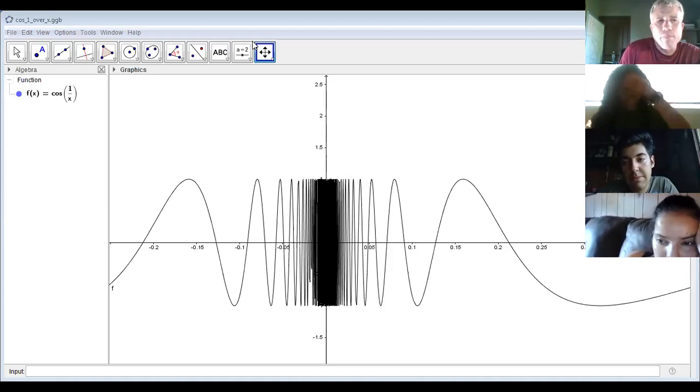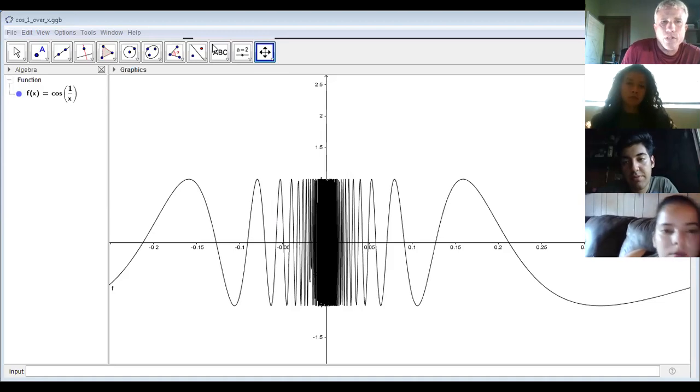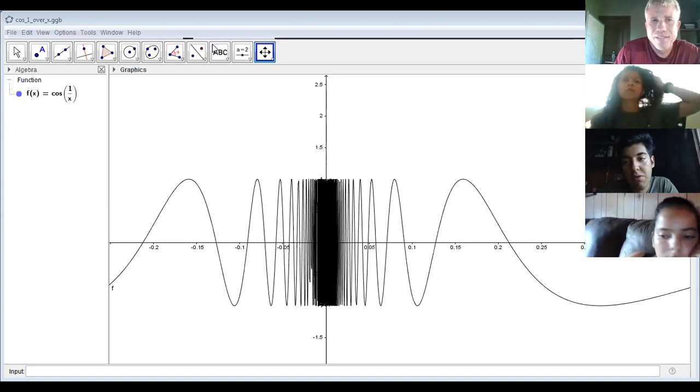And then we have to think about, what do we know about the cosine function? So the cosine function from trigonometry, what do we know about it? What are the outputs to it? It goes from what to what? What's the range of the cosine of x?